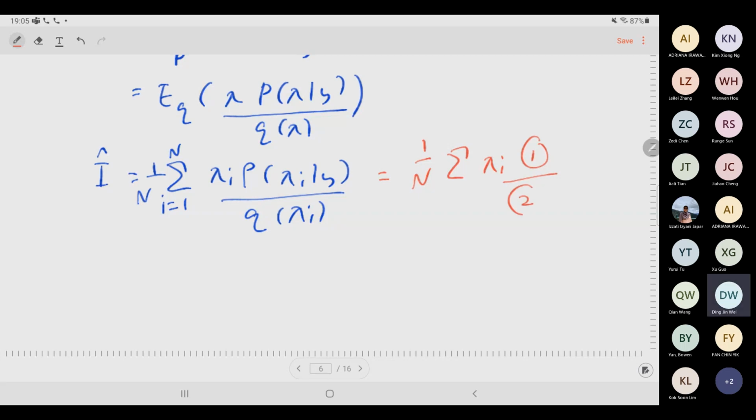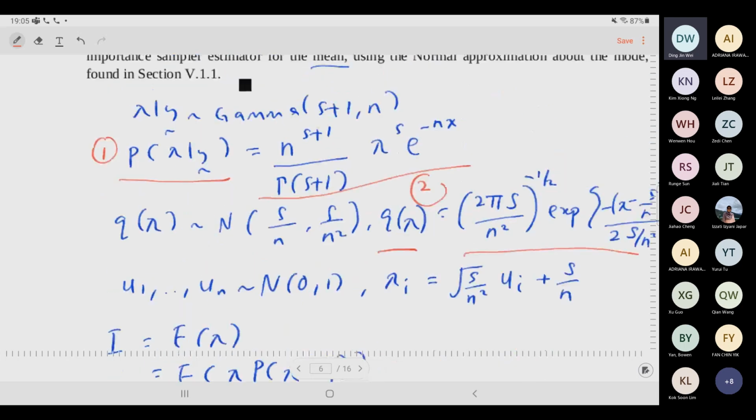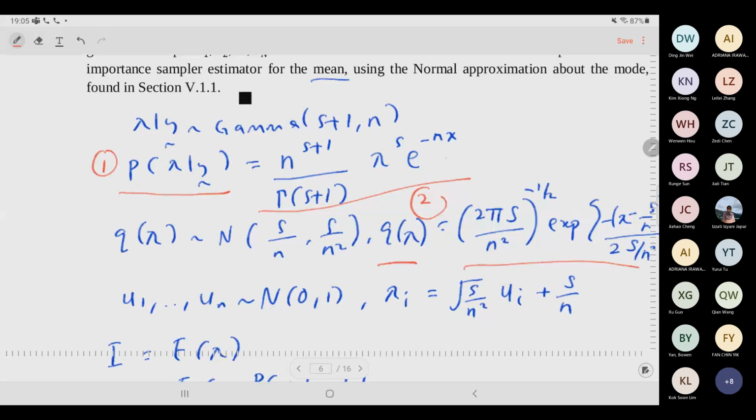Sorry? Doctor, can I ask you a question? Yes. I just wanted to check for the posterior distribution, the P of lambda given Y. For the formula, I'm not sure whether the power for the exponential is e to the power of negative nx or negative ny? Oh, this one. There's actually lambda.